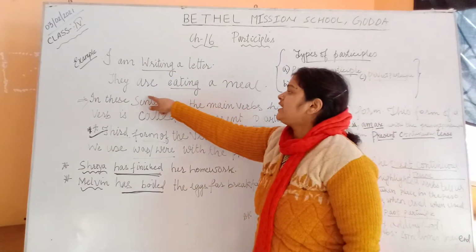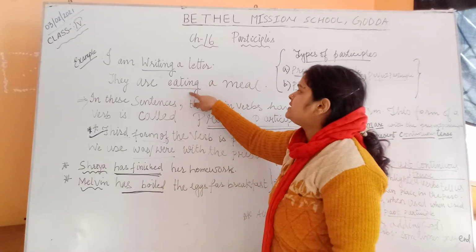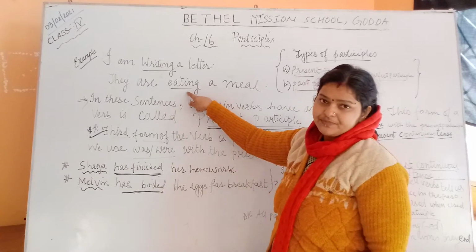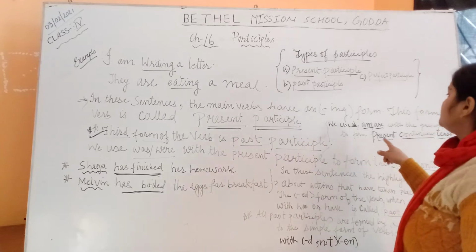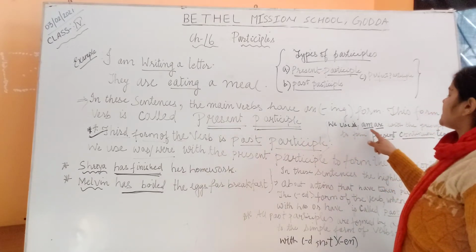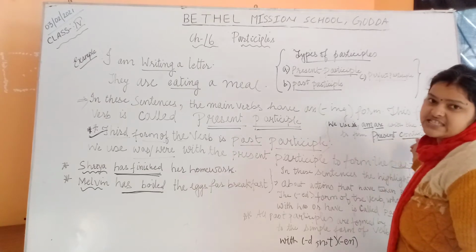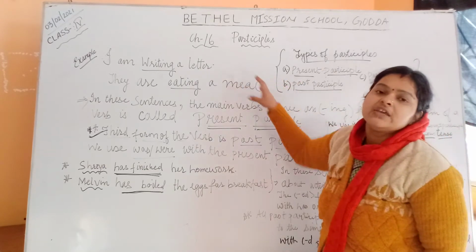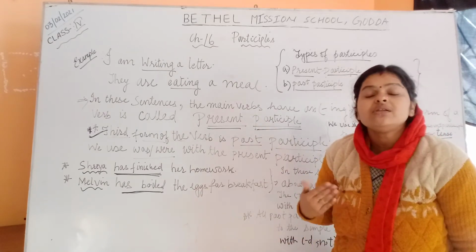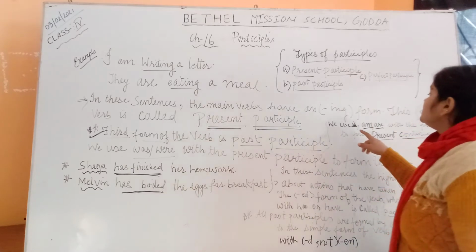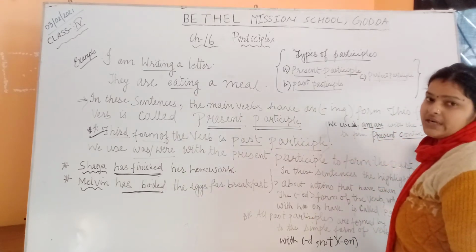The second one, they are eating a meal. Eat is the main form of the verb here, but ing is being added to give the sense of present participle. Okay, so we use is, am, are with the present participle to form present continuous tense. These two sentences are giving us an idea about the work which is in process, which is still going on.